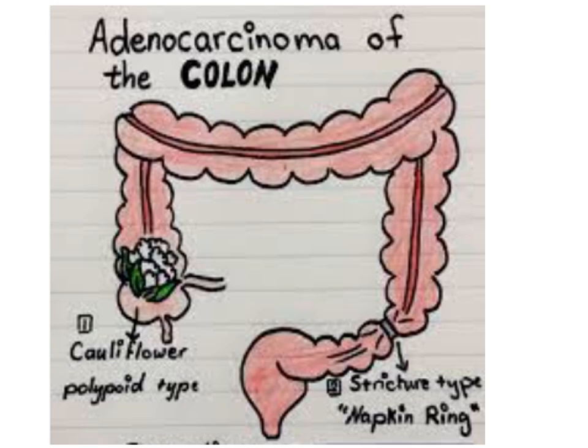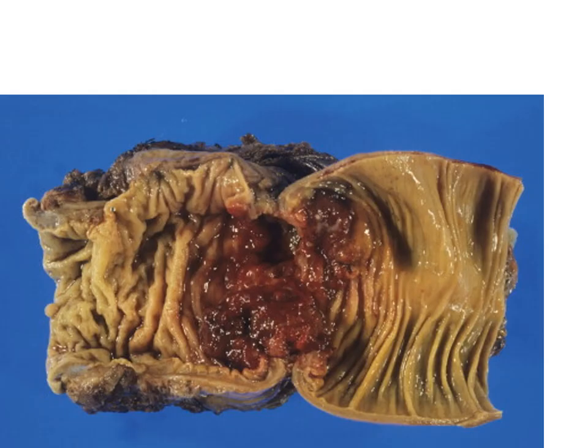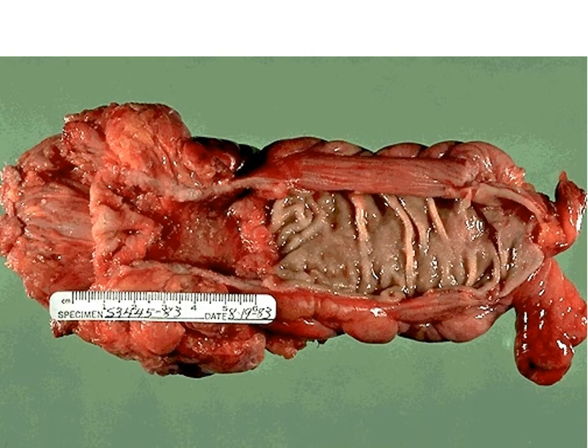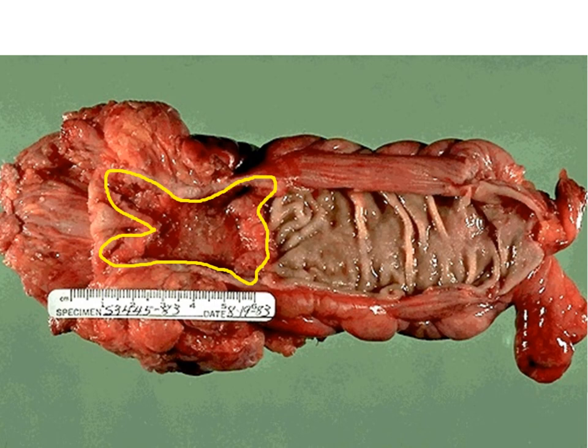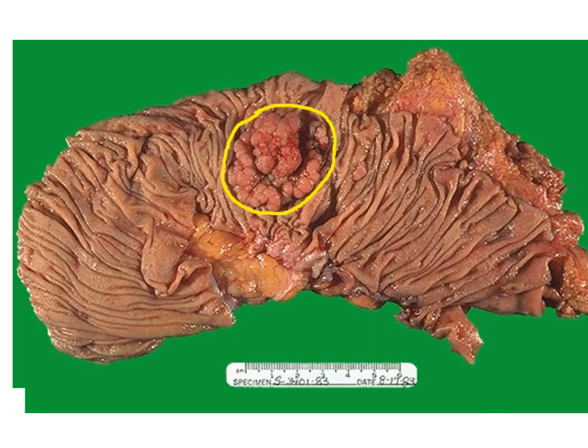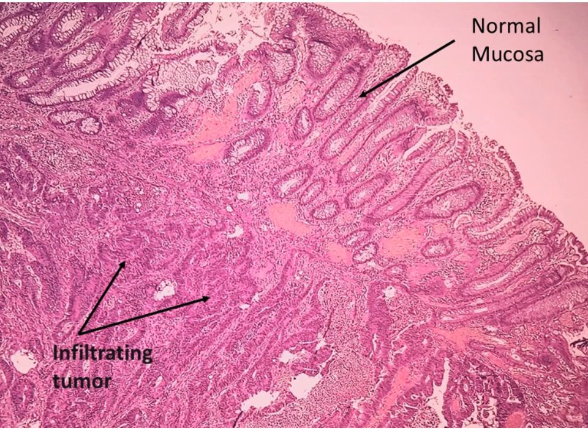Here is a carcinoma showing a constricting stricture and ulceration. You can appreciate the napkin ring-like appearance. In another gross specimen, showing a napkin ring-like appearance, it is also a carcinoma of the colon. And here you can see a polypoid fungating mass on the right side of the colon.